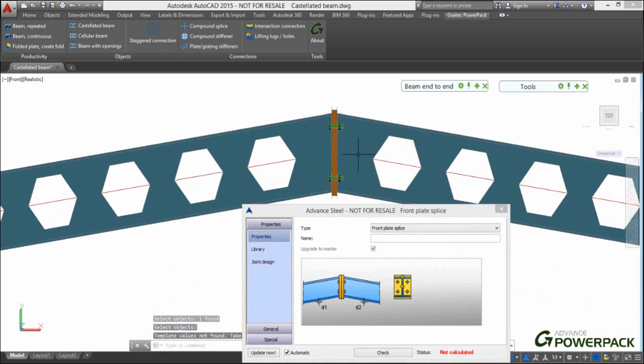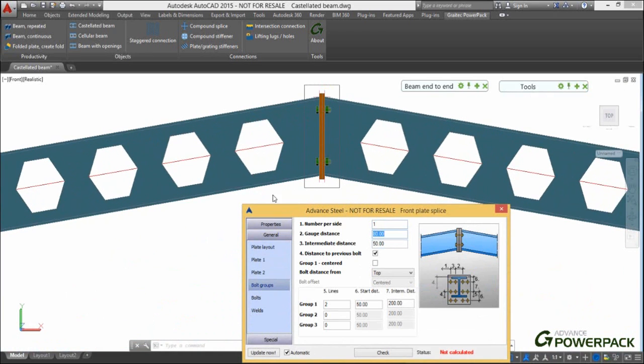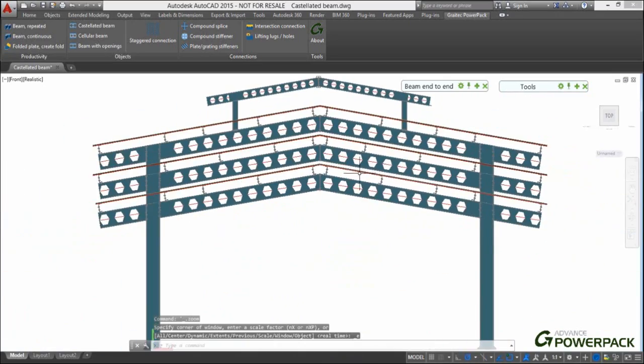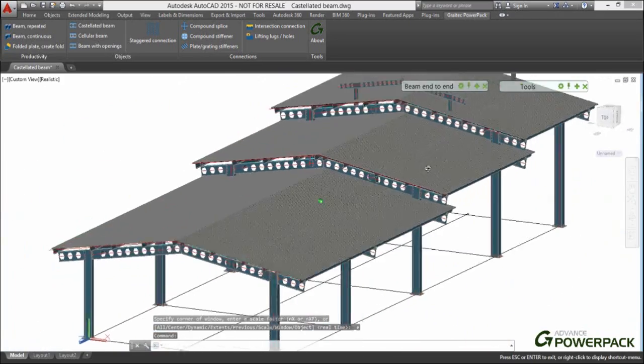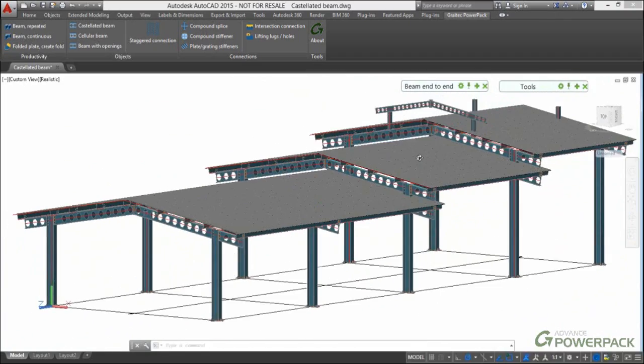Advanced Steel comes with a complete library of intelligent and parametric connections, which of course can be used to quickly add the necessary joints, such as this apex, on the new castellated and cellular beams available in the GRAITEC PowerPack.